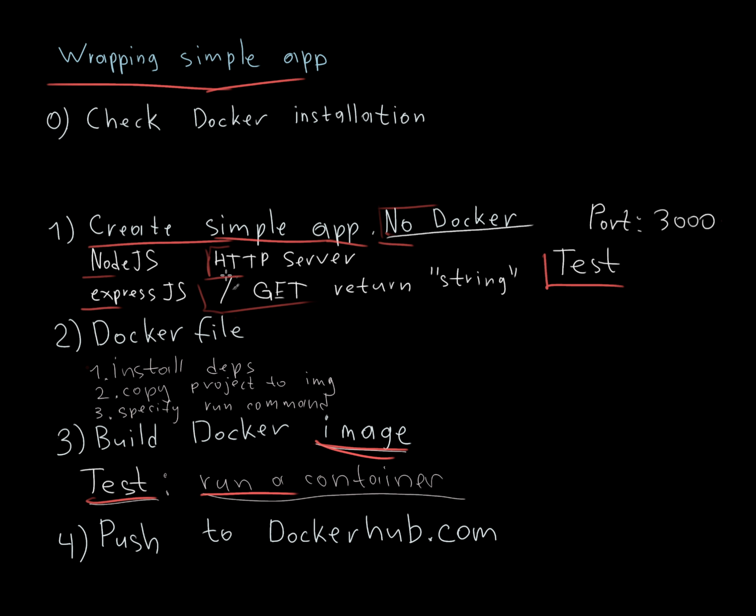So this is a simple scenario of creating any application. We don't care about Docker here. And the next step is to create our Dockerfile, install some dependencies, copy project, and then specify a run command. About that a little bit later. Then we run a docker build command to actually create our container, and then we're gonna test a created image before we push it to Docker Hub.